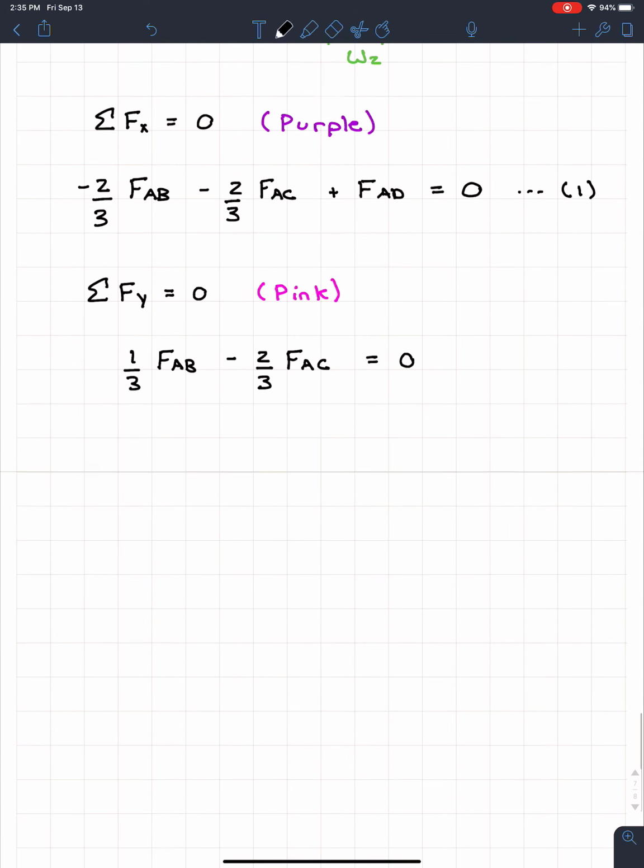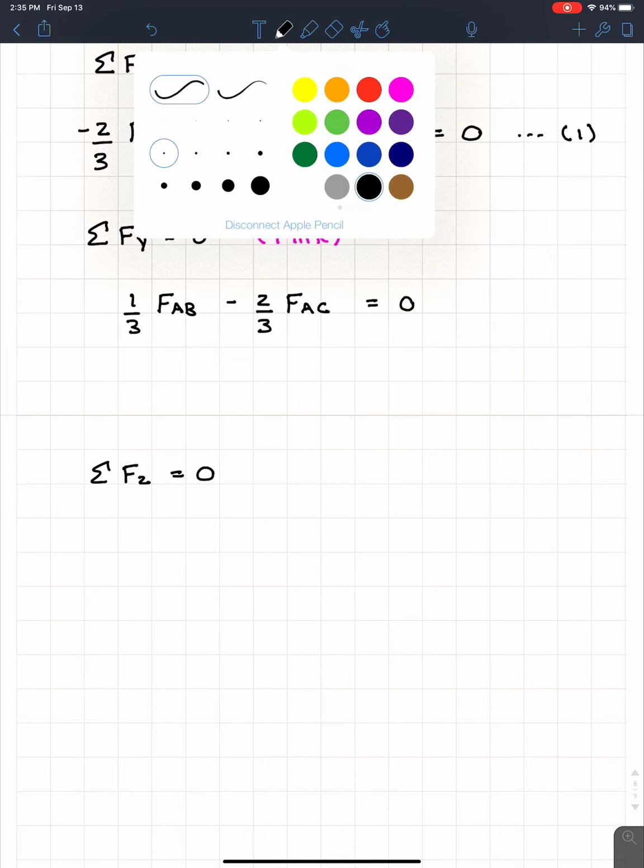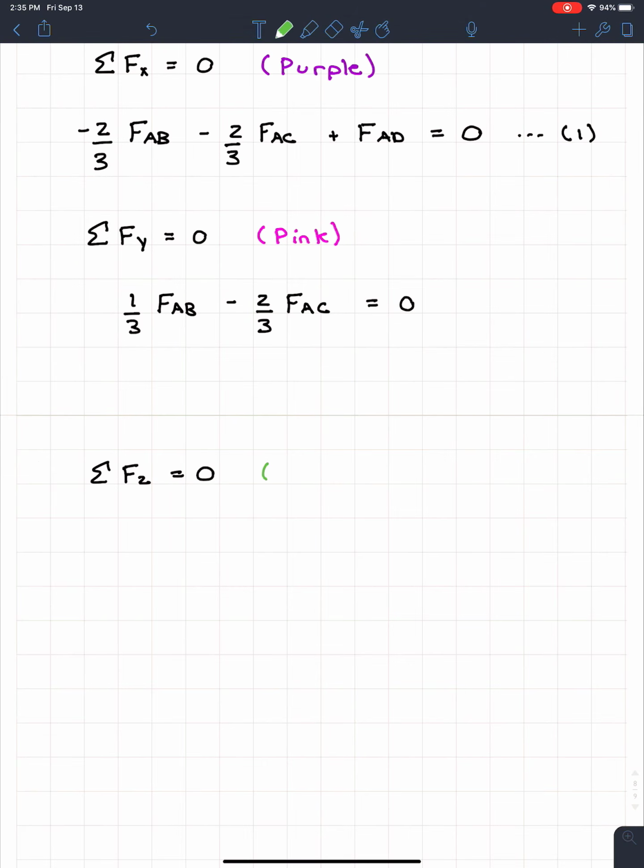All right, moving on. And this is where you guys are going to remember 3D. And it's right there in the word 3D. We should have three equations. And that's going to be the summation of the forces in the z component is equal to 0. And that right there, I believe, was green. So we're going to look at all the green components here.